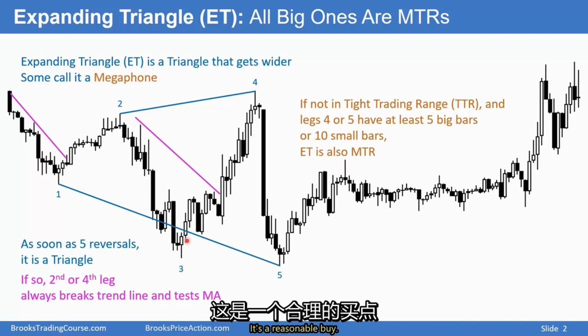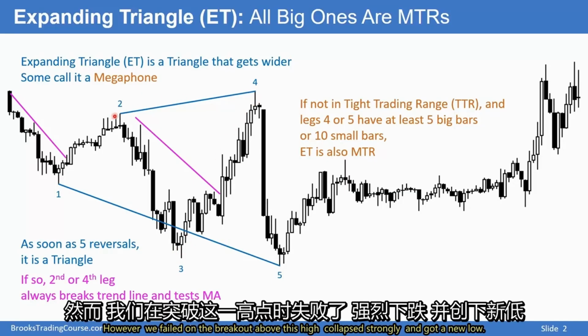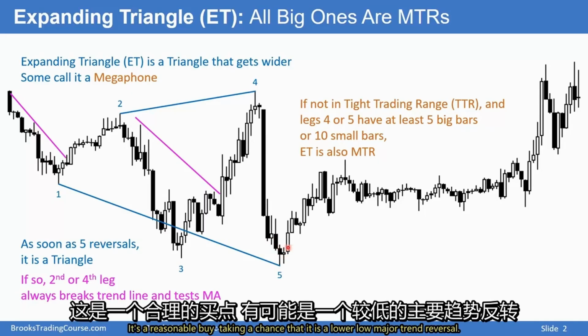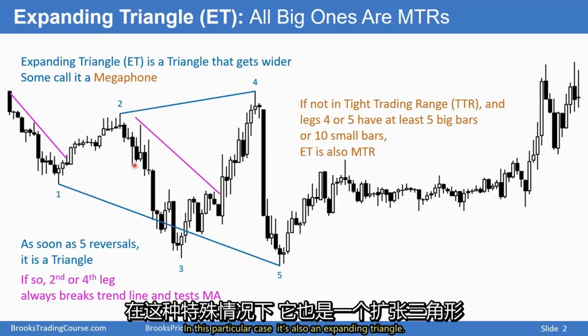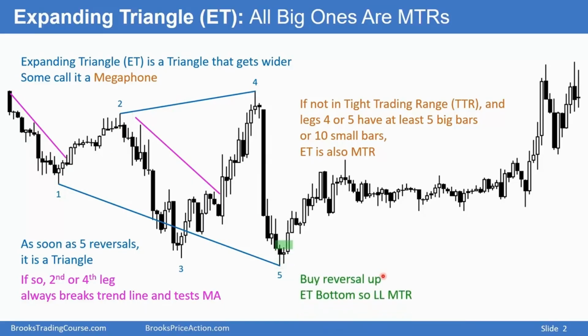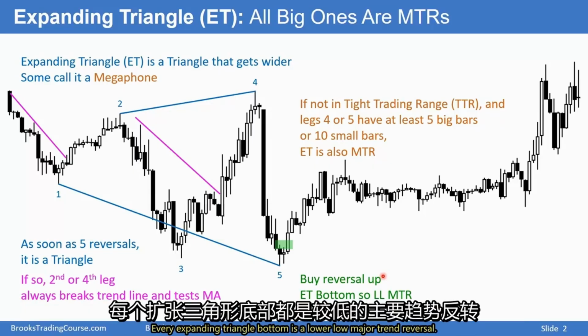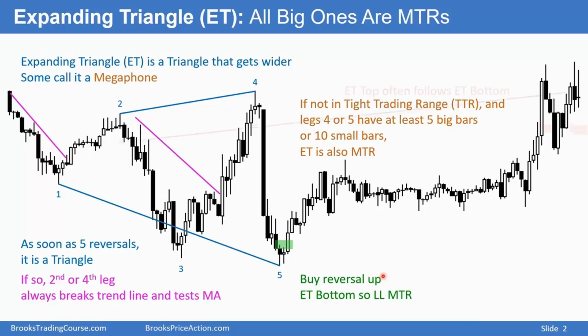It's a reasonable buy. However, we failed on the breakout above this high, collapsed strongly, and got a new low. 2 legs down, 1, pullback, 2, a bull inside bar. It's a reasonable buy, taking a chance that it is a lower low major trend reversal. In this particular case, it's also an expanding triangle. Traders will look to buy the reversal up. You can call it either a lower low major trend reversal or an expanding triangle bottom. Every expanding triangle bottom is a lower low major trend reversal.